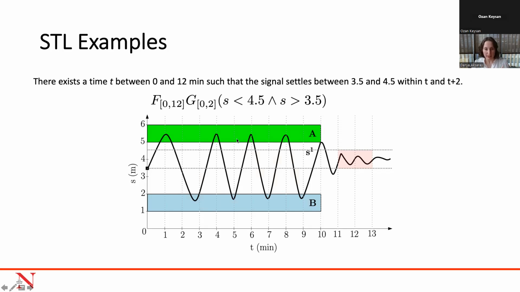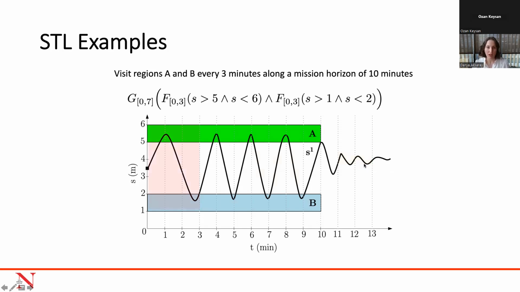And if you look at this signal, whether or not it satisfies this specification, there are ways of finding it out. But you can see that indeed there is a time instant, which is 11, which is in between 0 to 12, such that in the following 2 time steps, the signal is inside of this shaded region.